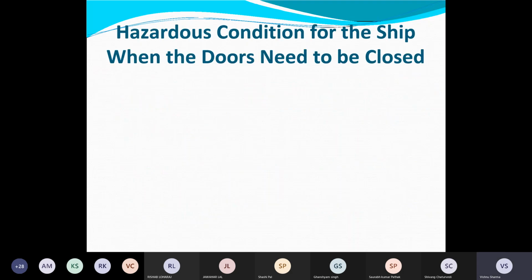What are the conditions in which these watertight doors must be kept closed? Now when there is restricted visibility, so basically the thumb rule is, whenever there is a hazardous condition in which the chances of damage to the ship increase by way of either collision or contact with an outside body or grounding, any of these reasons, if they could lead to damage to the ship's hull, if there is an increased risk in those hazardous conditions, the watertight doors must be kept closed.